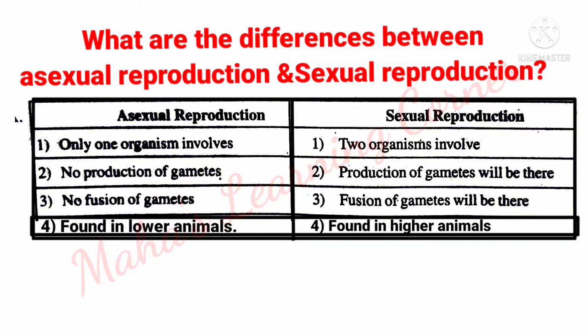Correct answer. Asexual reproduction, first point, only one organism involves. In sexual reproduction, two organisms involve. In asexual reproduction, no production of gametes. In sexual reproduction, production of gametes will be there. Third point, in asexual reproduction, no fusion of gametes. In sexual reproduction, fusion of gametes will be there. Asexual reproduction found in lower animals, sexual reproduction found in higher animals.